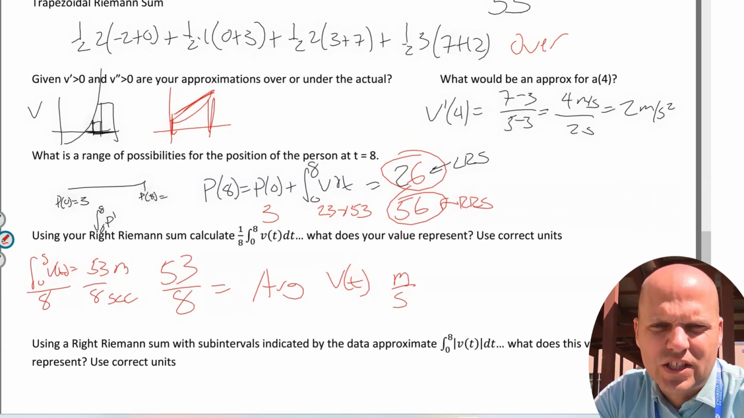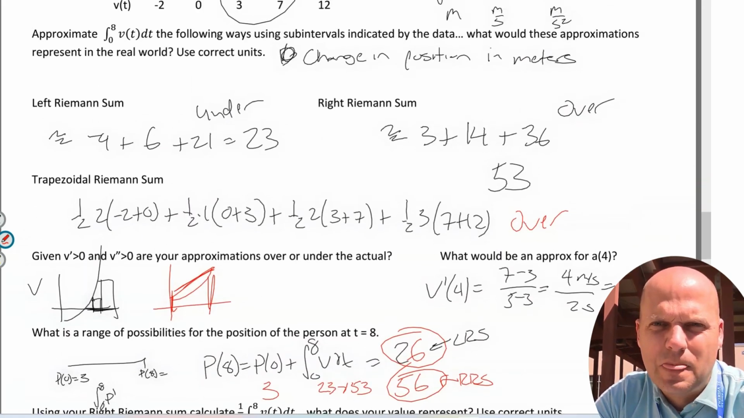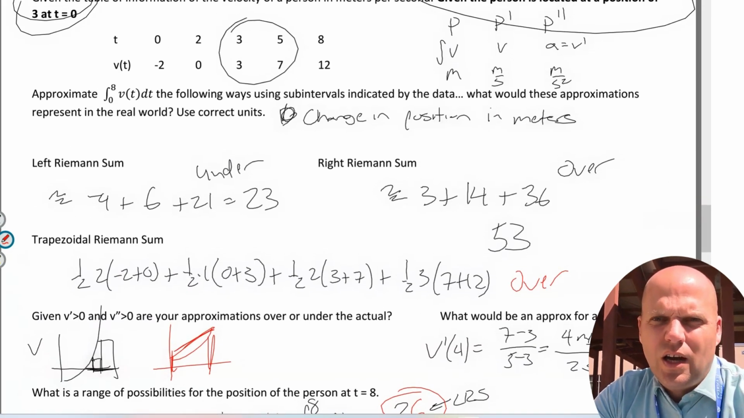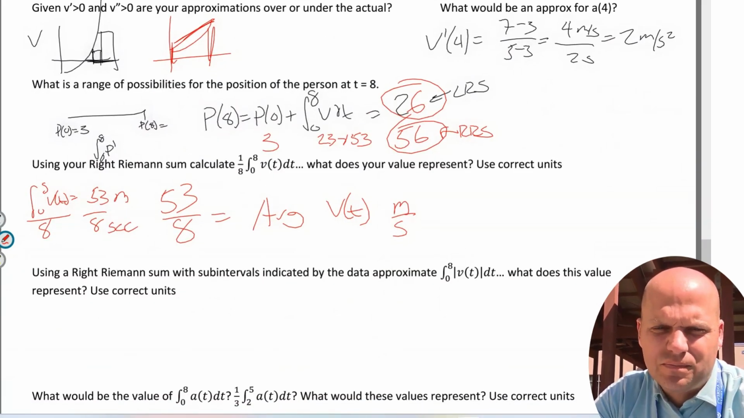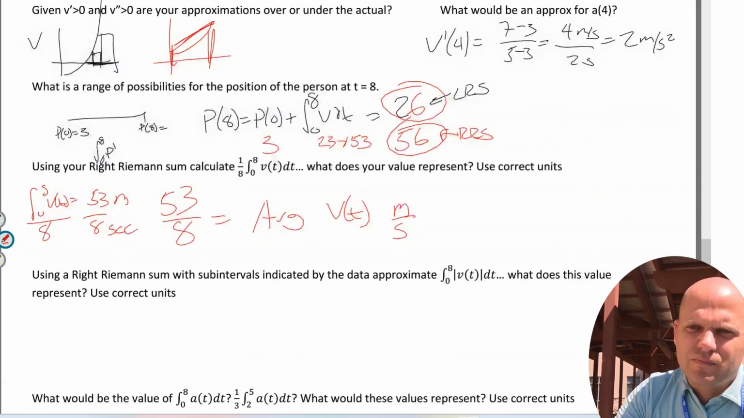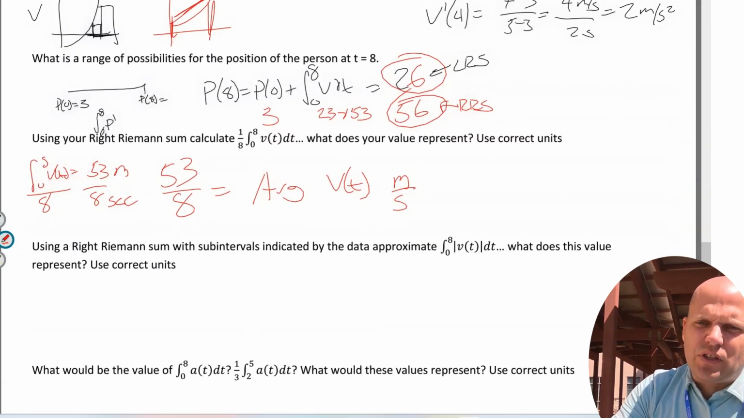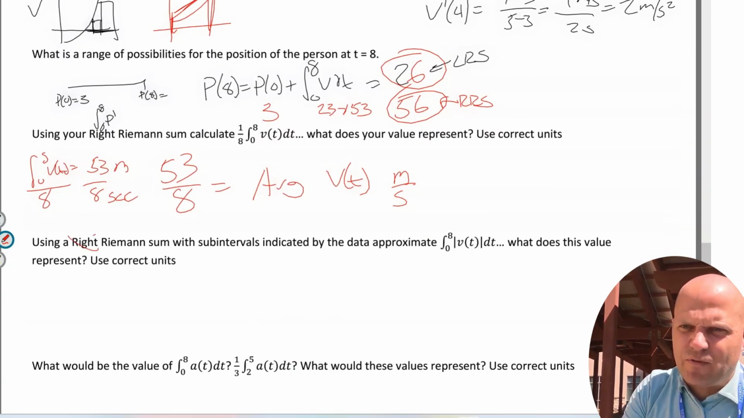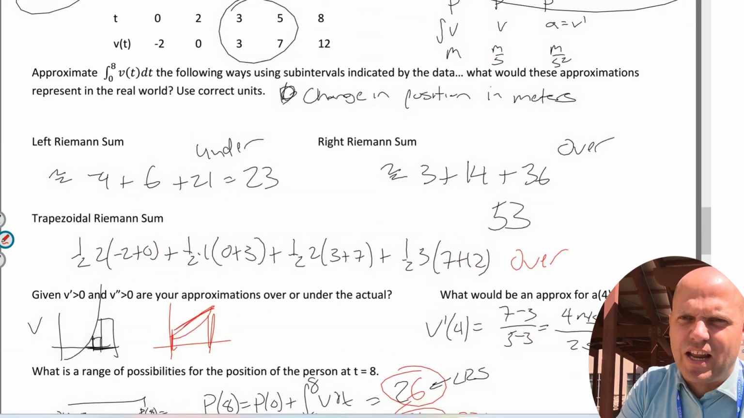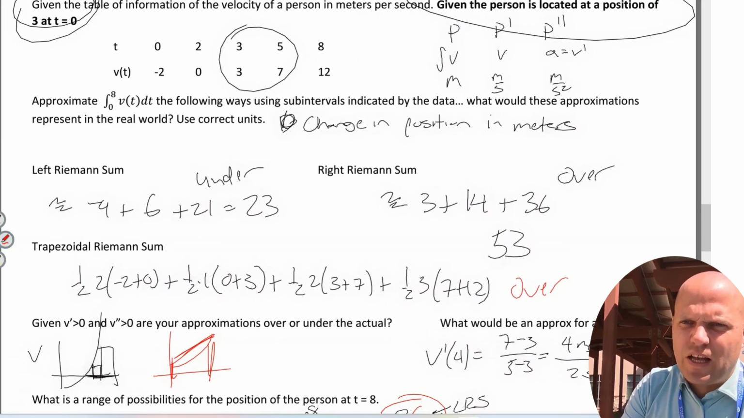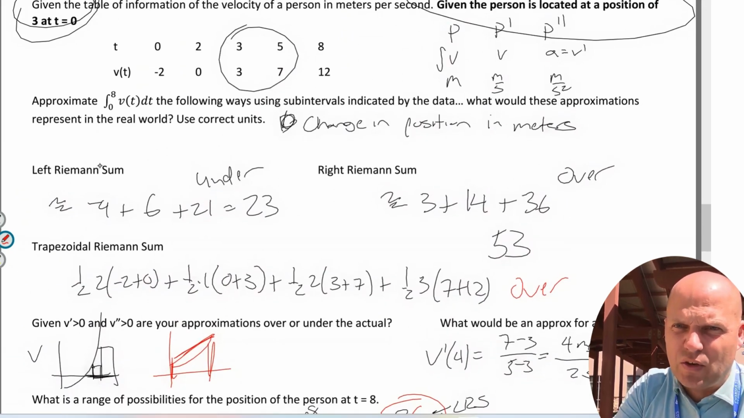What if it's the absolute value of V? Since it's a right Riemann sum, I should be using left Riemann sum. If it was a left Riemann sum, we'd have a different value. If it was a left Riemann sum, we wouldn't have this -4. It'd be a +4.